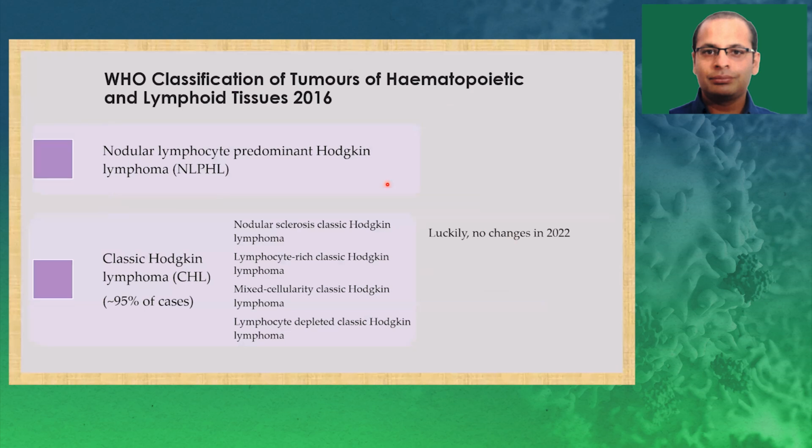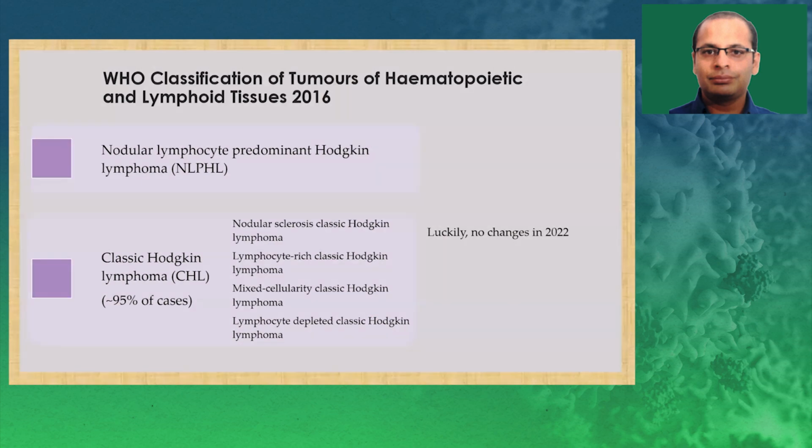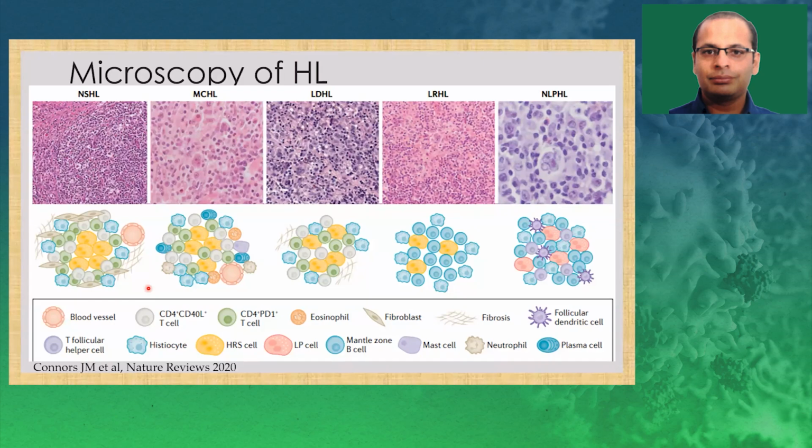Classification-wise, there are two types, NLPHL and classical Hodgkin lymphoma. NLPHL accounts for around 5% of the cases and the classical for 95%. There are four subtypes, as mentioned in 2016, and luckily no changes in 2022. The subtypes are diagnosed on the basis of their histomorphology. In the nodular sclerosis type, there are Hodgkin cells, a lot of fibrosis and inflammatory milieu. In mixed cellularity, it's mostly inflammatory milieu and few Hodgkin cells, no fibrosis. Lymphocyte depleted has few lymphocytes. And in NLPHL, the classical Hodgkin cells are not there. What we have is LP cells and inflammatory milieu.